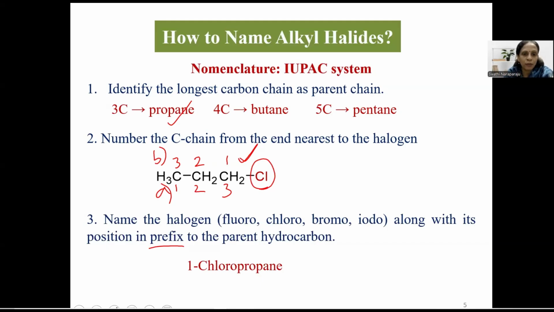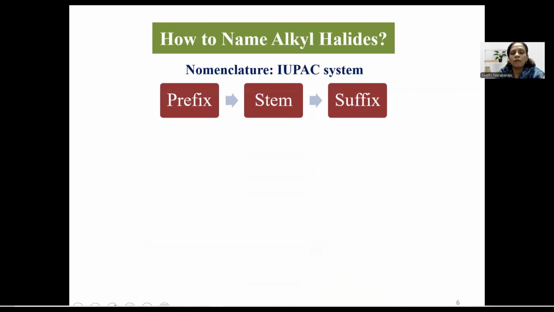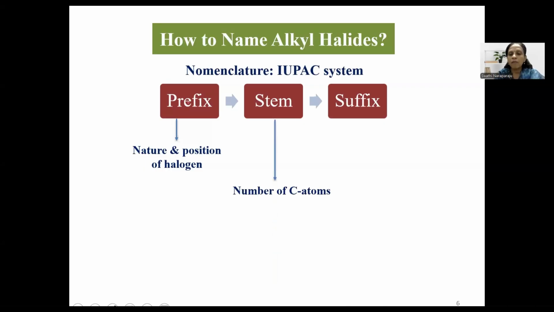So this is how we have to name alkyl halides. Usually in the IUPAC system, the format of naming any molecule will contain a prefix, followed by the stem or root word, then the suffix. The nature of halogen and the position of halogen in alkyl halides will be indicated in the prefix. Then the number of carbon atoms should be indicated in the stem, followed by the nature of the functional group. Alkyl halides are the functional derivatives of alkanes, so the suffix should contain ane. It should end with ane.